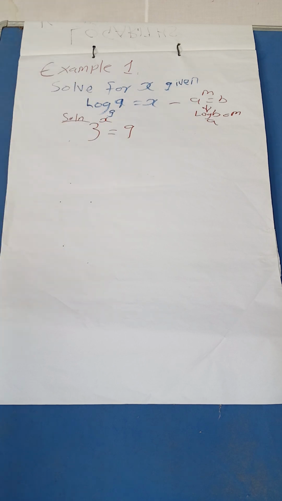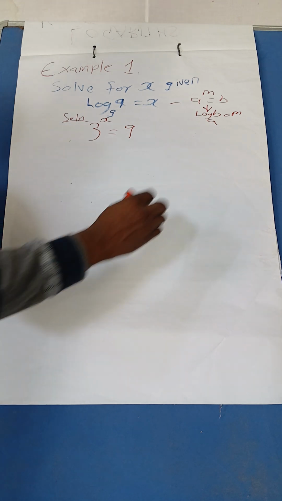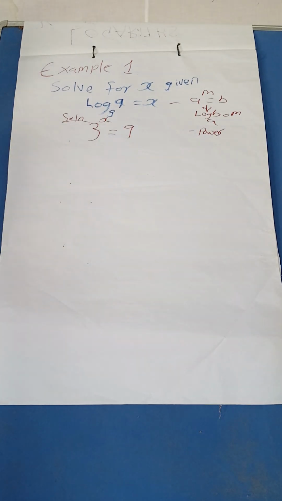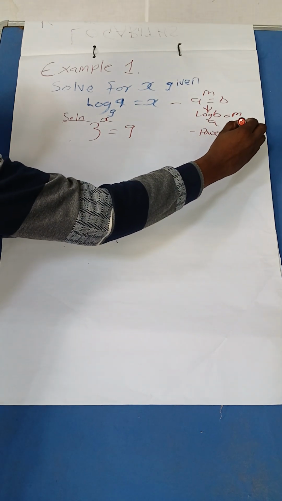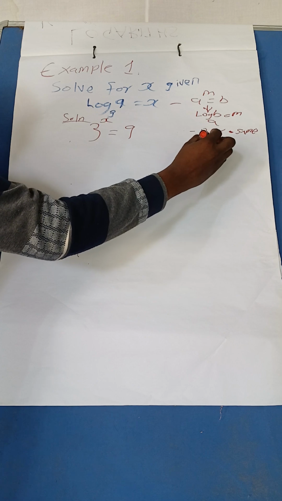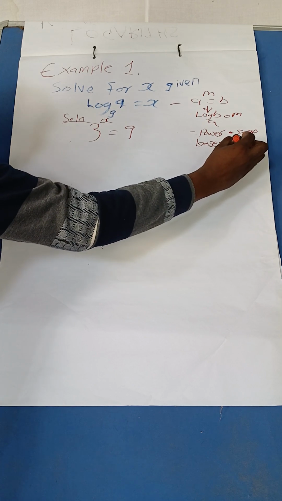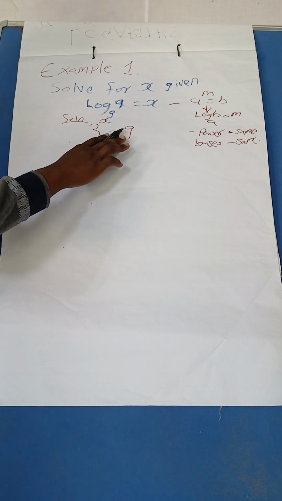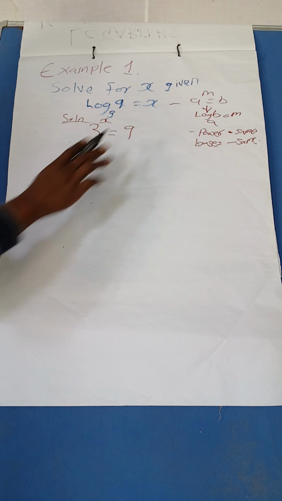Now, what do you do after that? After you have realized that, you have to make either the powers, like the 3 power x with the unknown x there, the same when solving this, or you make the bases the same, to be able to solve for the value of the unknown. So what do we do? Now we have 3 power x is equals to 9.